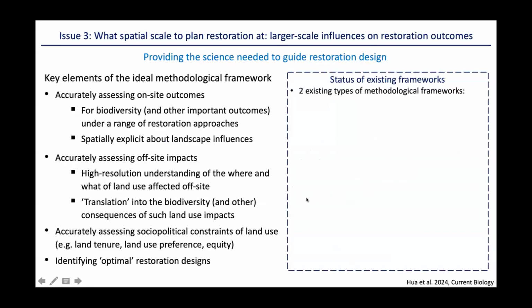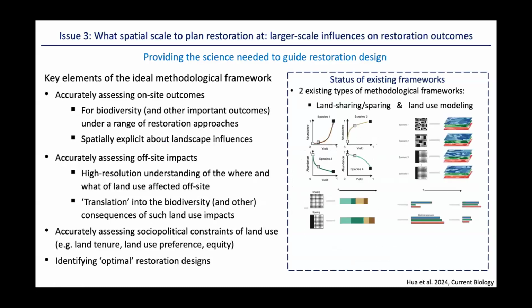So to finally point at where we should go from here, we identified two existing frameworks that we can work off of and develop further to eventually arrive at an ideal framework. These two existing frameworks are, respectively, the land sharing-sparing framework and, in the land use science discipline, land use modeling.